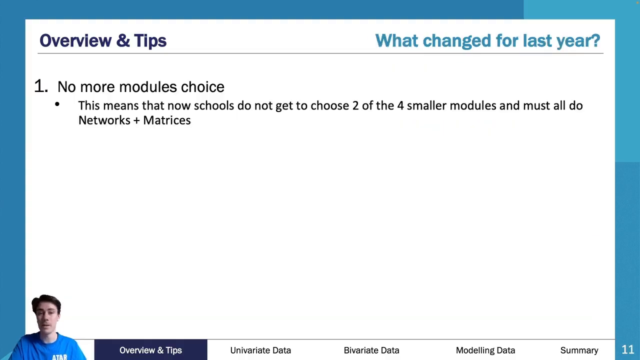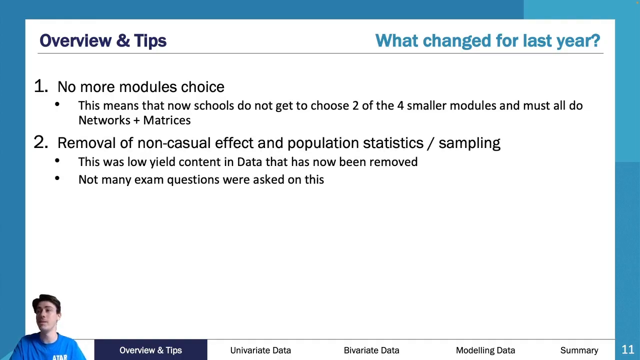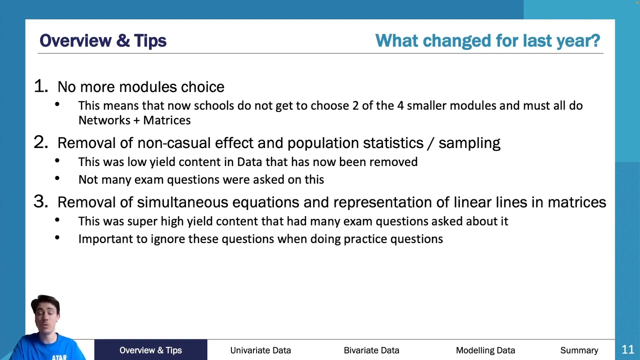So a couple of things, what changed last year, just to solidify what has changed. So there was no more modules choice, which you've already discussed. There was removal of non-causation effect and population statistics. So if you see things about population statistics and you're a bit confused what's going on, don't worry, that's been removed. There was removal of simultaneous equations in matrices. Again, we're not going to cover that today, but that was a massive part of matrices.